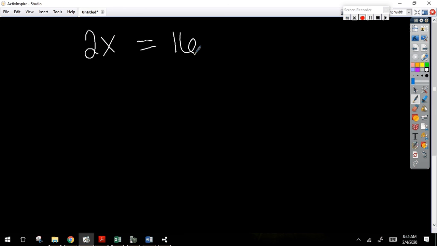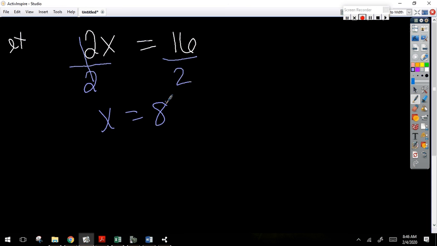Oh, wait, I know this one. I just did this one. All right, don't blurt the answer out. Tell me, as she comes up here to do this one, tell me what's being done to x. Division. No, what's being done to x right now? Multiplication. Multiplication, and the opposite of multiplication is division.